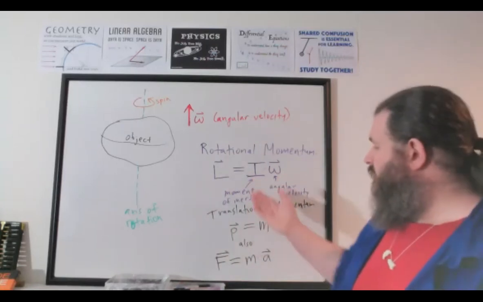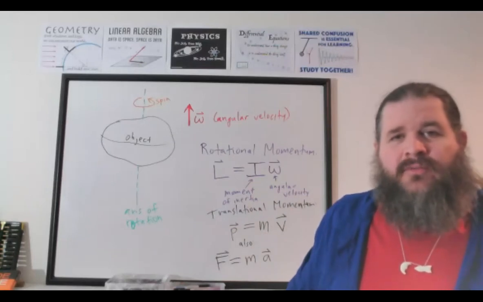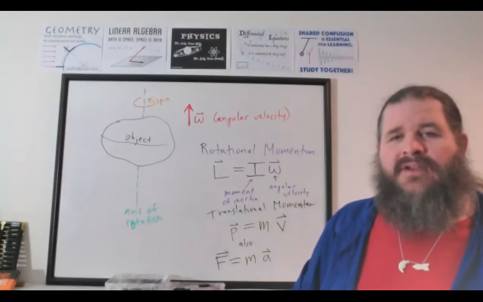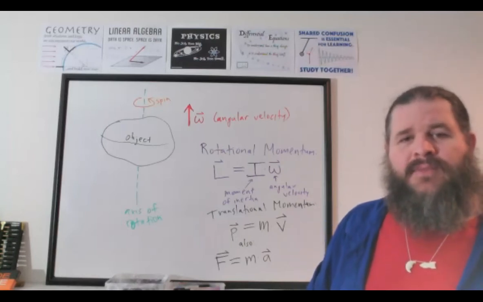So moment of inertia is not only mass, it's mass and distribution, how the mass is distributed throughout the object. In particular, further from the pivot point, further from that axis of rotation means more difficulty.